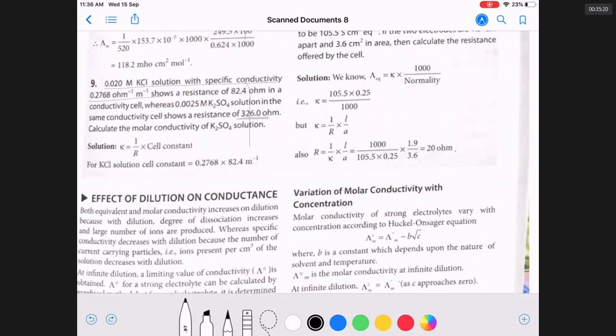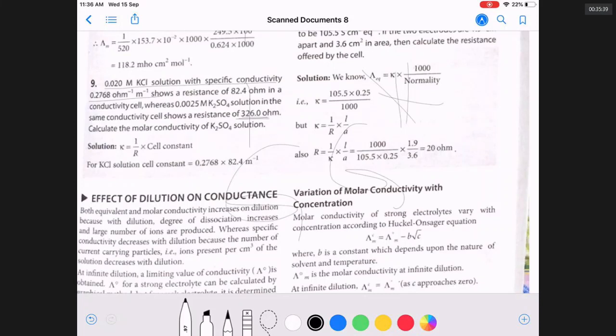Therefore, G star is equal to what? What is G star? G star is equal to G star by R. G star by R is nothing but K. K means what?